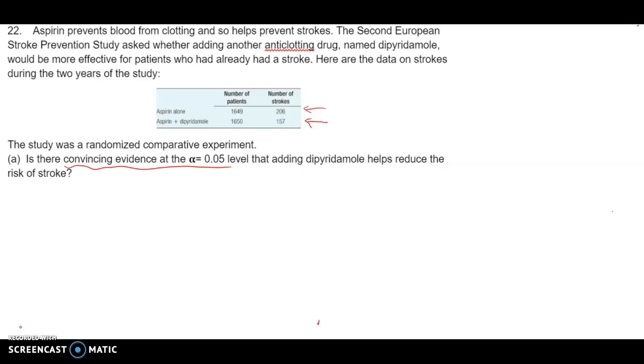So we want to do a hypothesis test. The first thing that we need to do when we run a hypothesis test is we need this four-step process: state, plan, do, conclude. So let's start with the state.